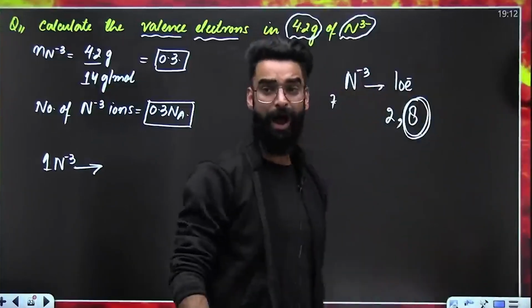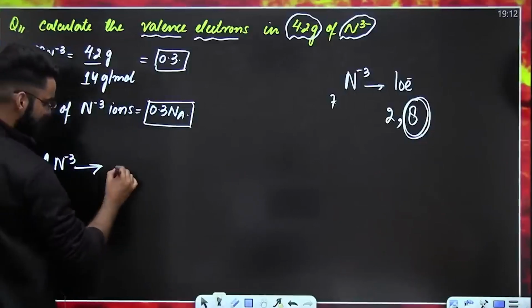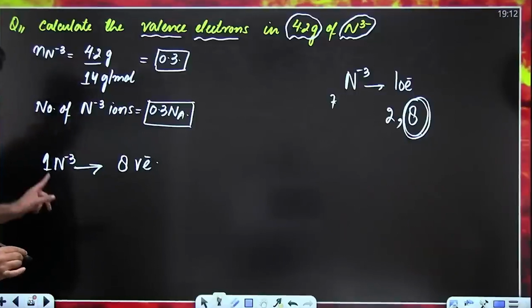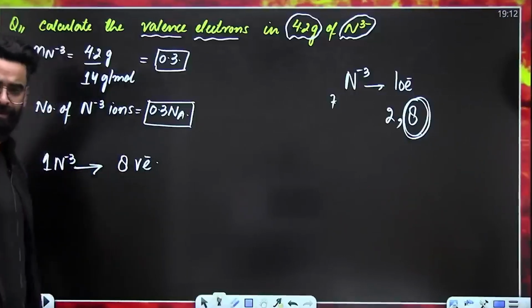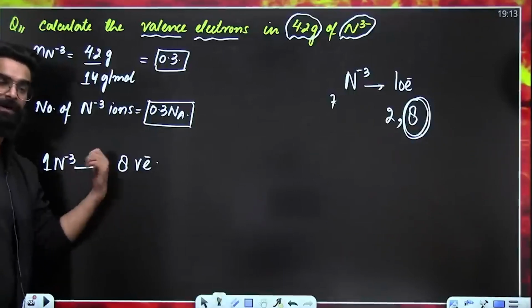So if I ask you, how many valence electrons are there in one N tri-negative? So one N tri-negative contains 8 valence electrons. Correct? One N tri-negative contains 8 valence electrons. So if one N tri-negative contains 8 valence, 2 N tri-negative multiplied by 3 multiplied by 3.